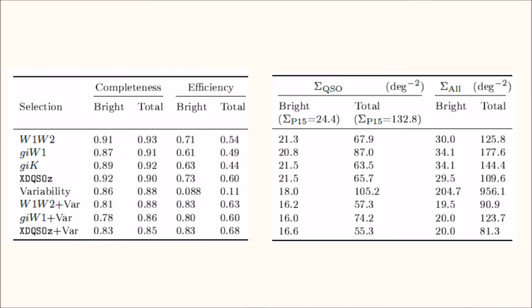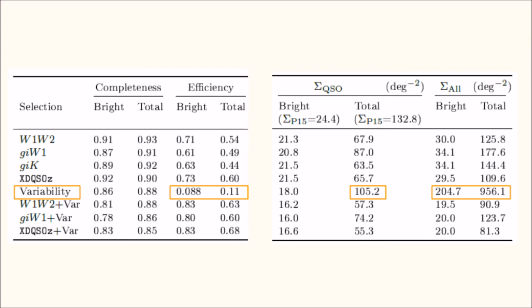One can also imagine combining these various selection methods. For this, we analyzed the performance of combining W1, W2 color selection, g, i, W1 color selection, and XDQSO selection with variability. The results from all the selection methods mentioned above are shown in this table. Besides the completeness and efficiency for each method, we also show the surface densities of the selected sources and quasars. While variability selection gives the highest surface density of quasars, there is also a substantial amount of contamination from non-quasars due to the low selection efficiency.